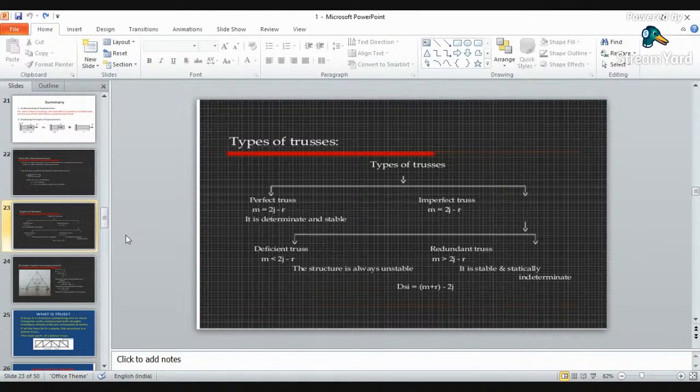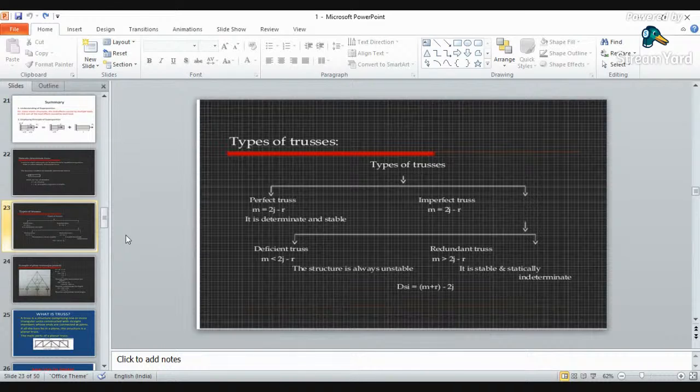Okay, so we have started our trusses. There are two types of trusses: perfect trusses and imperfect trusses. A truss will be called a perfect truss if the number of members is equal to 2j minus r, where j is the number of joints and r is the number of reactions.